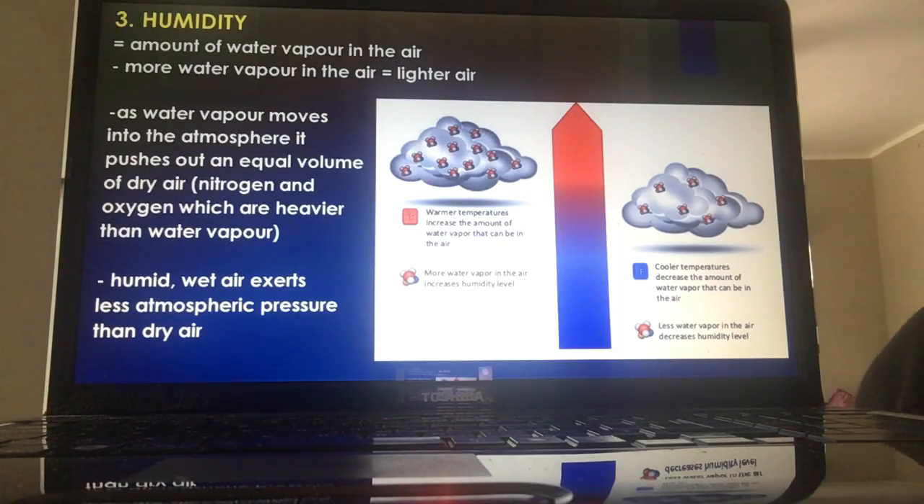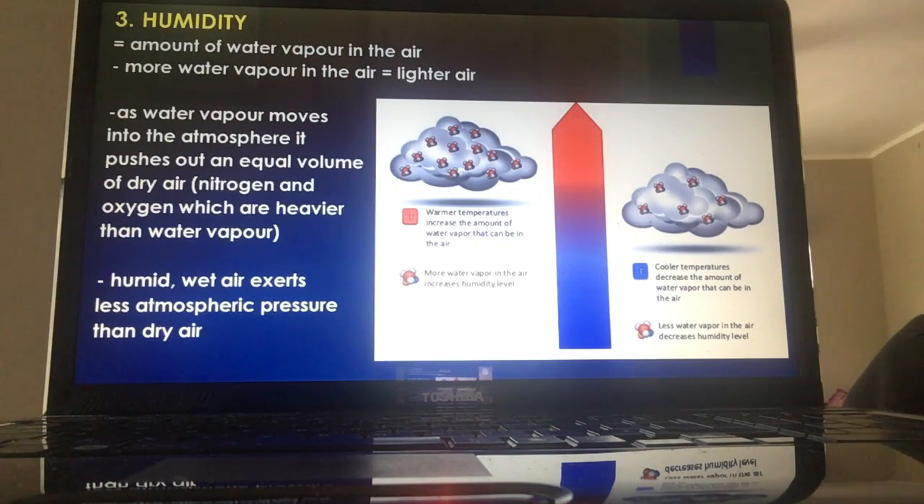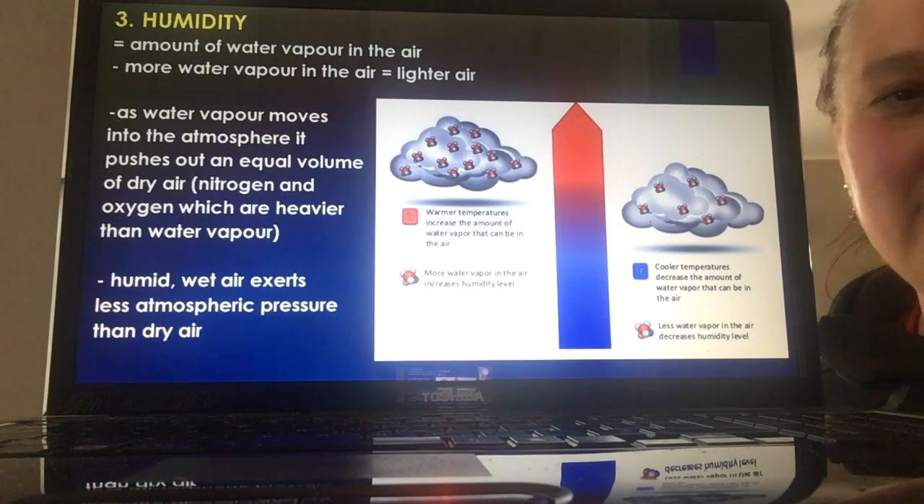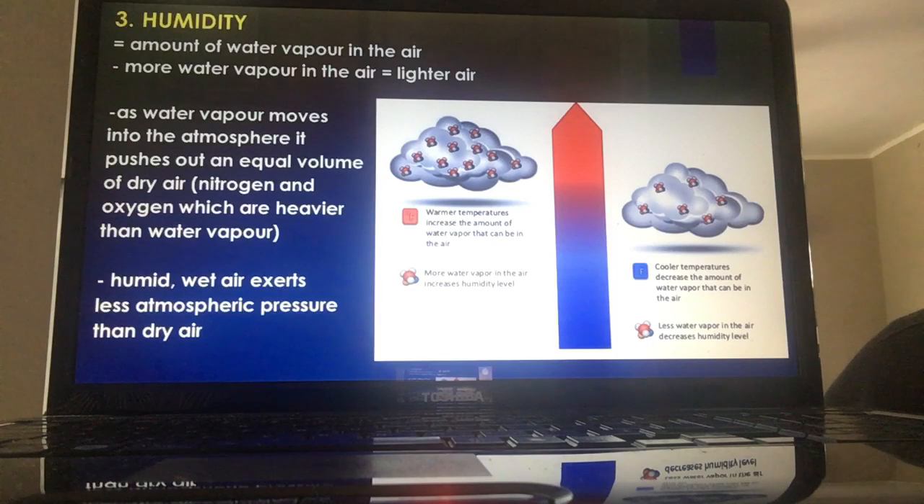Humidity. Our third one is humidity. The definition of humidity is how much water vapor there is in the air. The more water vapor you have in the air, the lighter the air would be. Well, why would that be? Here's our little scientific explanation. As water vapor moves in the atmosphere, it pushes out an equal volume of dry air. When we talk about dry air, we're talking about the gases nitrogen and oxygen. If you take grade 11 chemistry, you study the composition of the atmosphere. This year we studied the layers of the atmosphere; next year we'll study the composition. So water vapor pushes out the dry air, which is heavier. Humid, wet air will exert less atmospheric pressure than dry air.